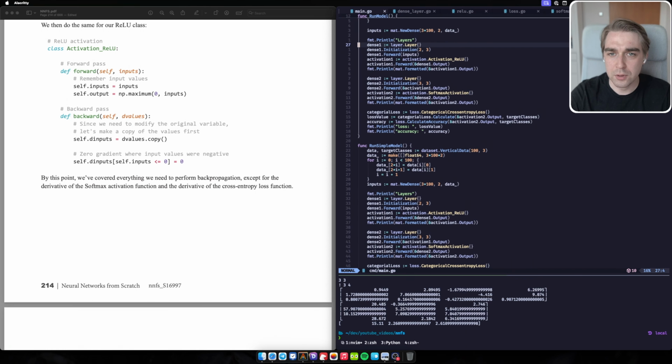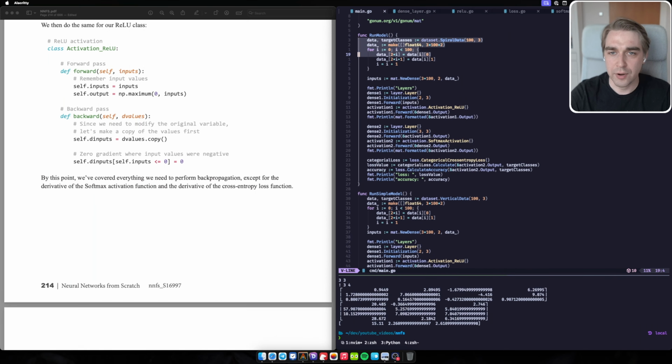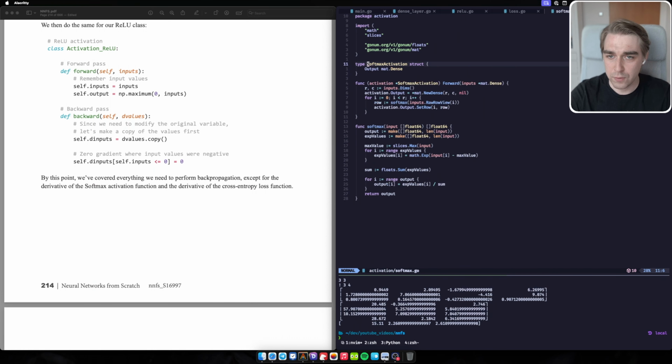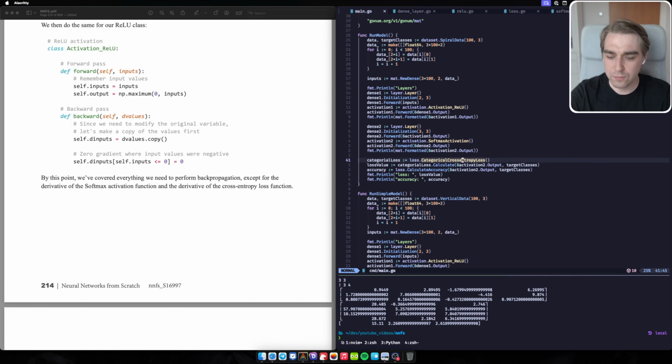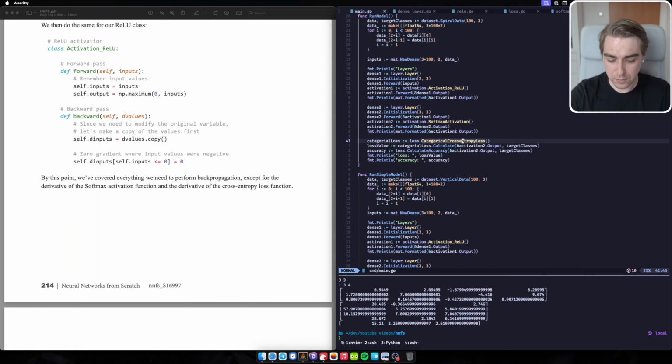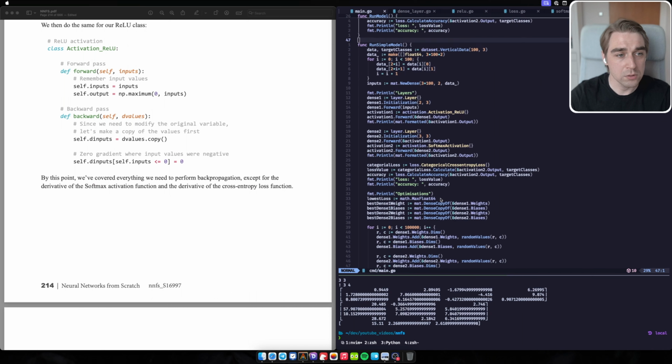In order to backtrack this model from the loss to the inputs, we need to create the backward pass for the softmax activation function, right? We have the forward pass, and the same for categorical cross entropy loss. And I believe this is what we're going to do next. Let me check a couple of things.